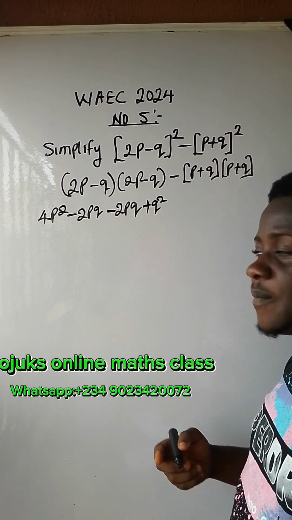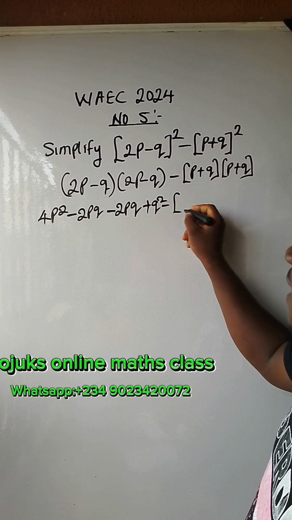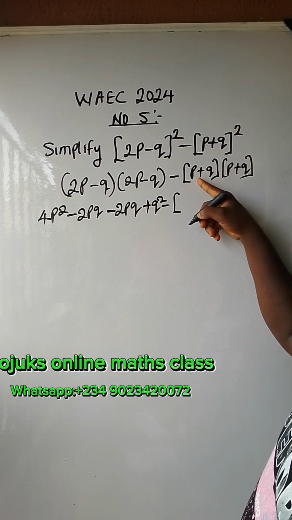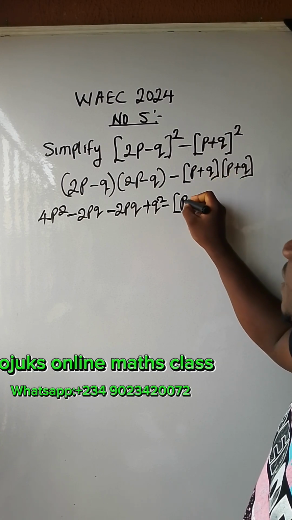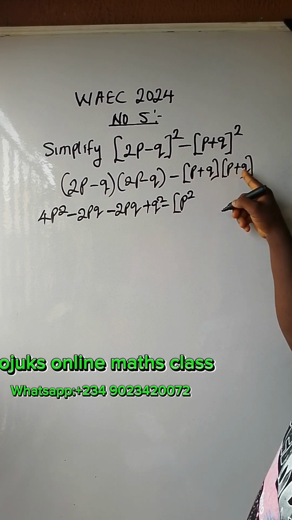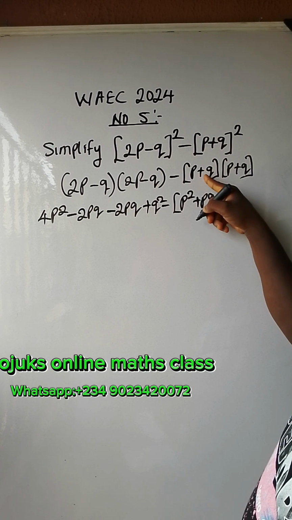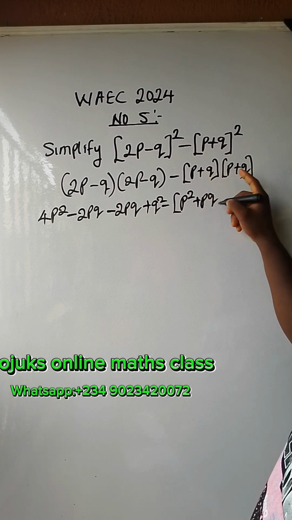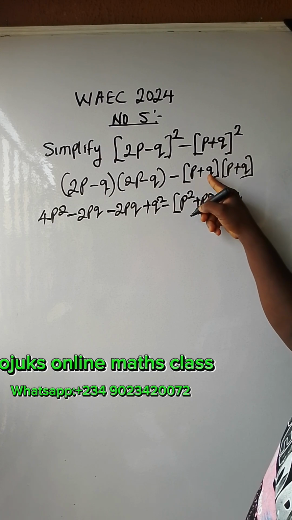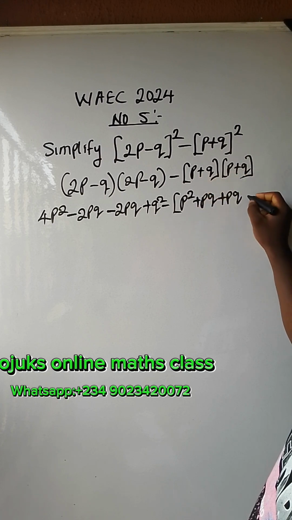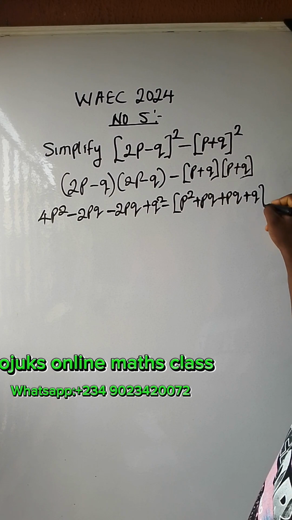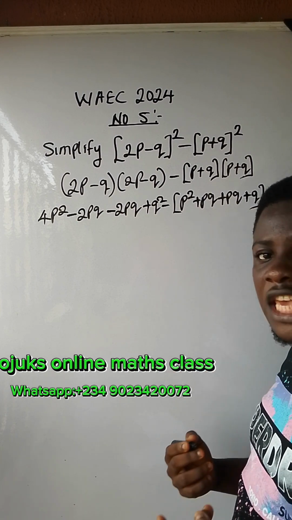Now we keep moving. Then minus in bracket, we'll go over to this one. p times p is p squared. Then p times plus q is plus pq. q times p is definitely plus pq. And finally, q times plus q is positive q squared. We'll have this.